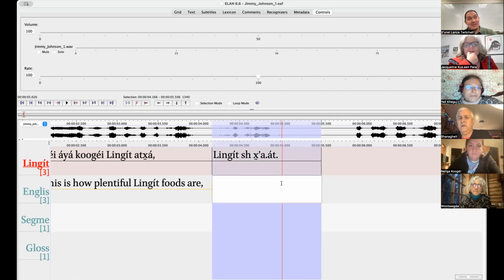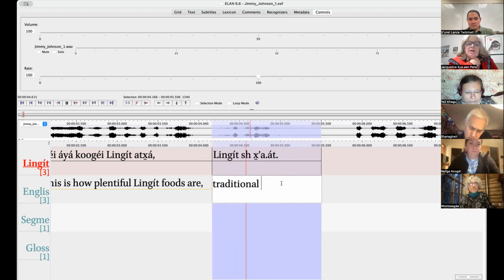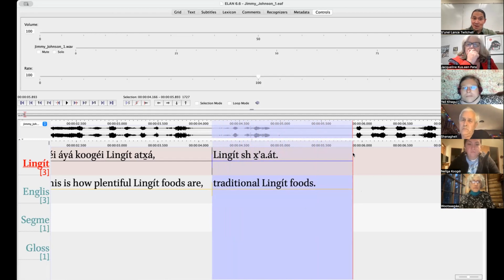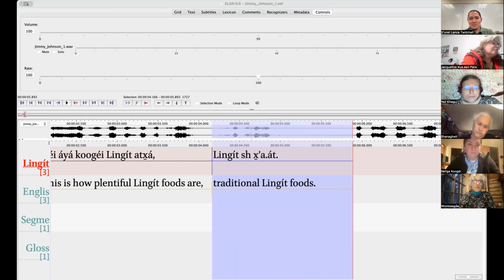So sh'at, and I've also heard sh'adat at, is traditional foods. Lingít gaat. And it's an important term. I don't think it's in any dictionaries right now. Maybe it's in the list. Huh? How does the sh fit in there, and how does it become traditional?